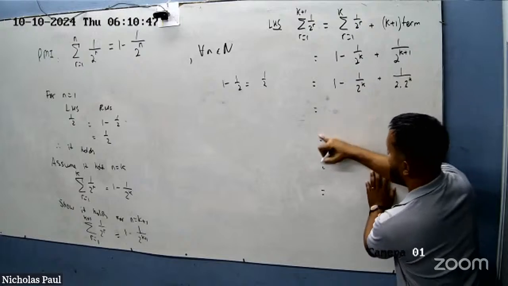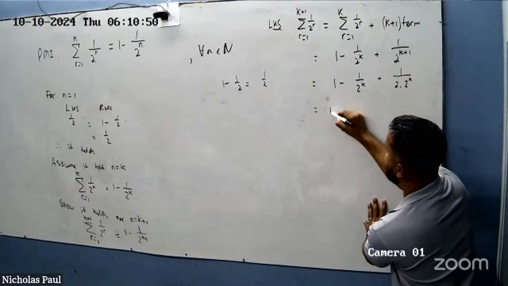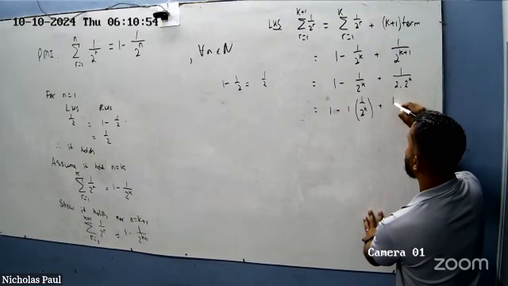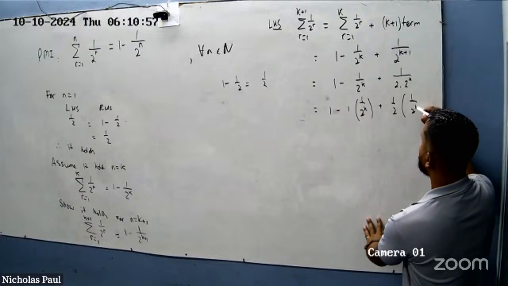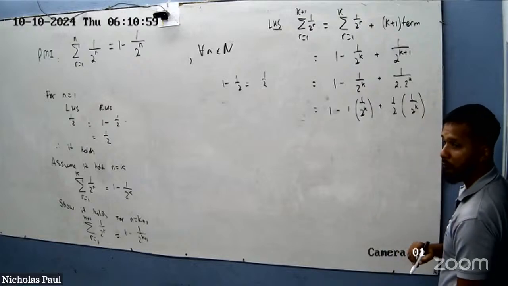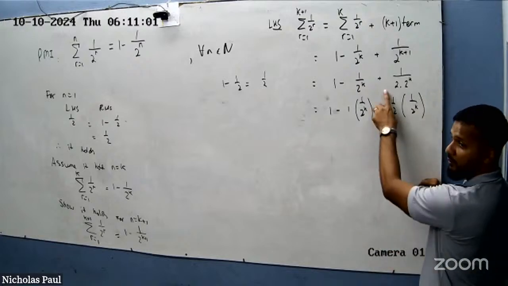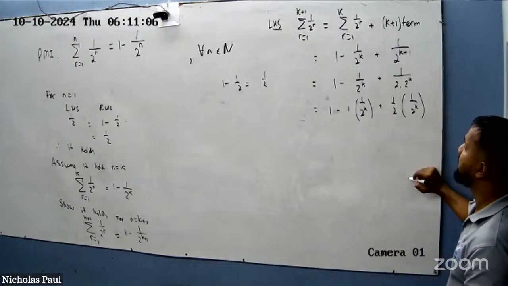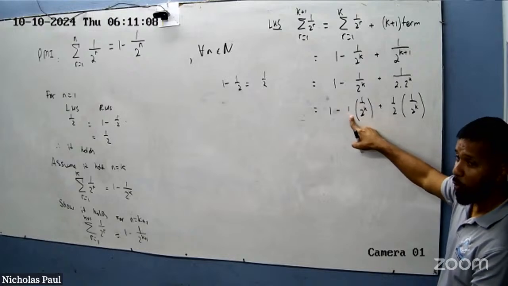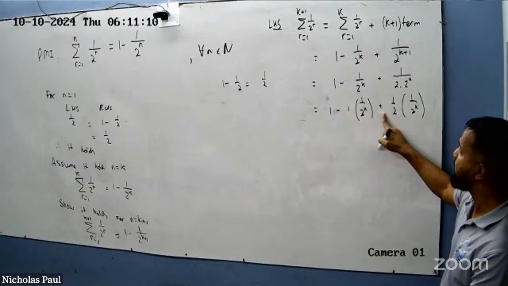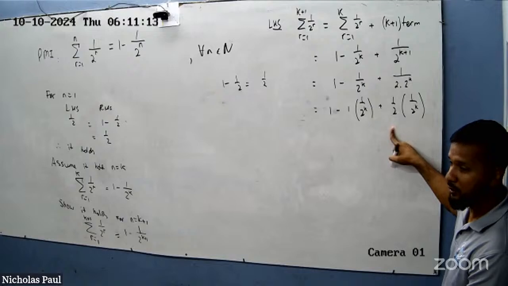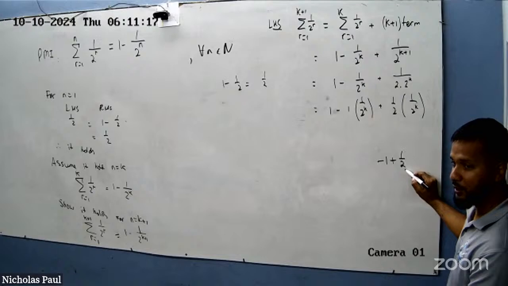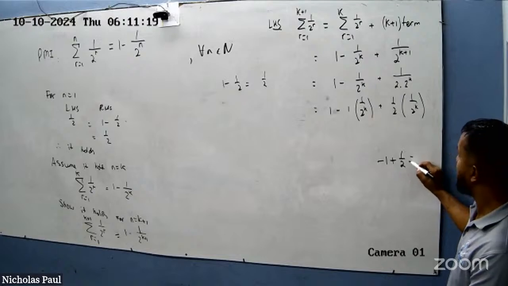Can I write? Let me write one more. Let me write the next line and see if it makes any sense. Same thing? And this one is same thing, right? So there's a 1, there's a whole. So minus 1 plus a half is how much? Like negative a half, yeah.